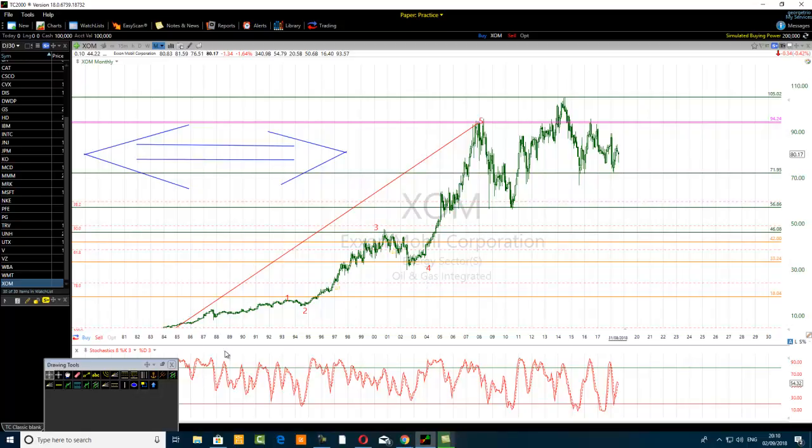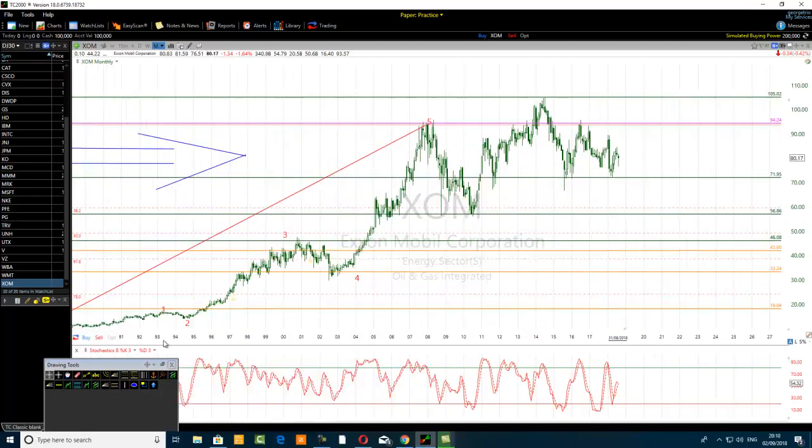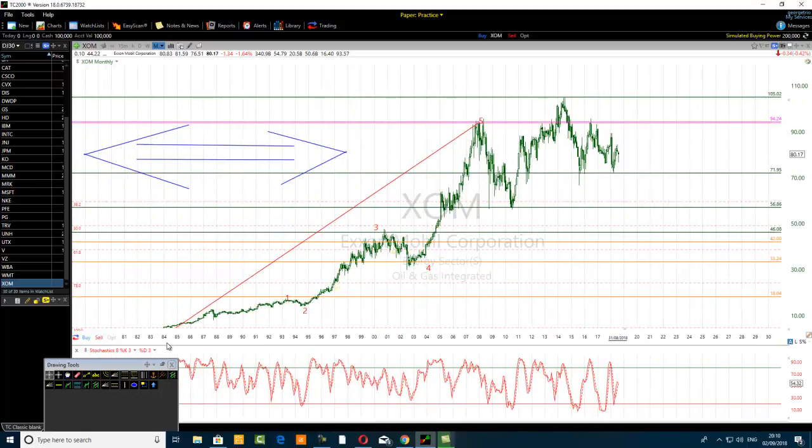But if you look at this section here, does it look like an impulse? Well, it looks like a 1, 2, 3, isn't it? On a monthly chart. But don't worry too much about it. You will come across some wave counts that will be very challenging, which means you'll be thinking, is it correct? Is it not correct? Do I have enough data or not?